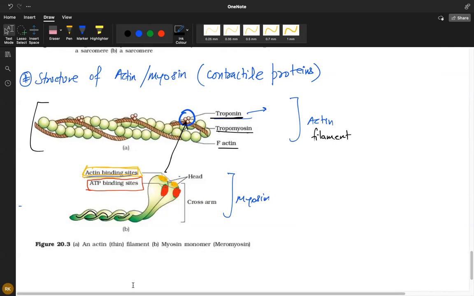So in the head of the myosin polymer there are two sites: an ATP binding site and an actin binding site in each head. There are two heads, so there are two actin binding sites and two ATP binding sites. So this whole story cut short is clear to you, right? We are going step by step. This has to bind here, but troponin is present, so it cannot bind in a resting state.